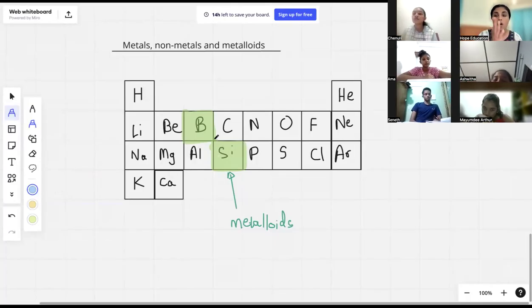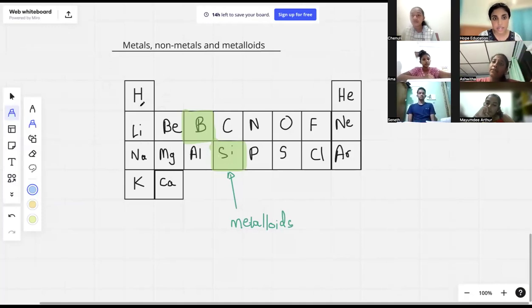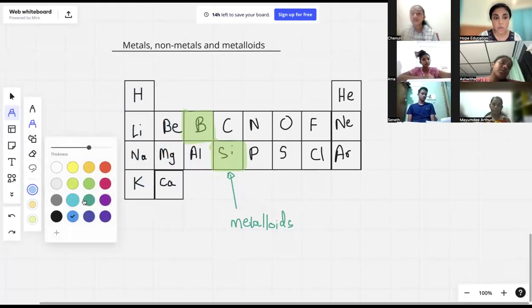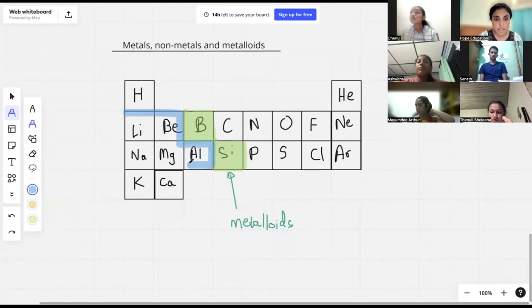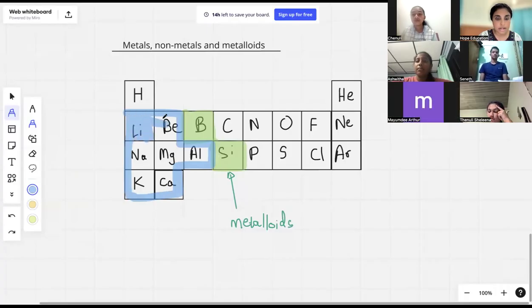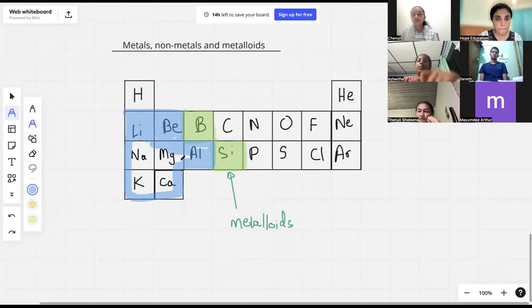Then what is on the left side of the metalloids? There are metals, except for hydrogen. On the left side is this set. Except for hydrogen, all the others in this set are metals, right? So that means lithium, beryllium, sodium, magnesium, aluminium, potassium, calcium. So all of these are metals, right? So what is shaded in blue? These are all metals.